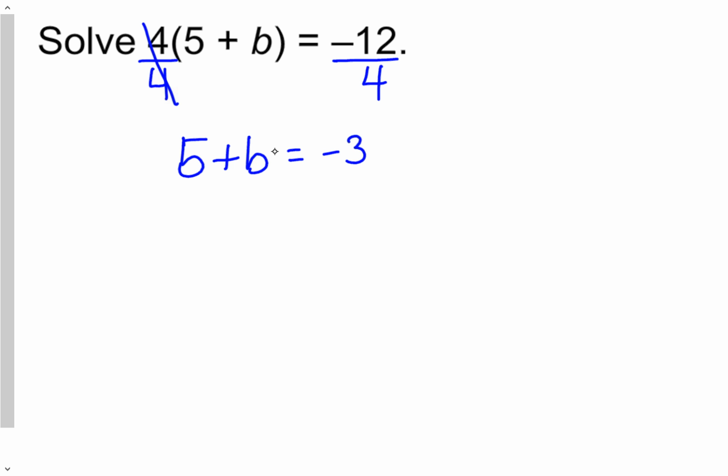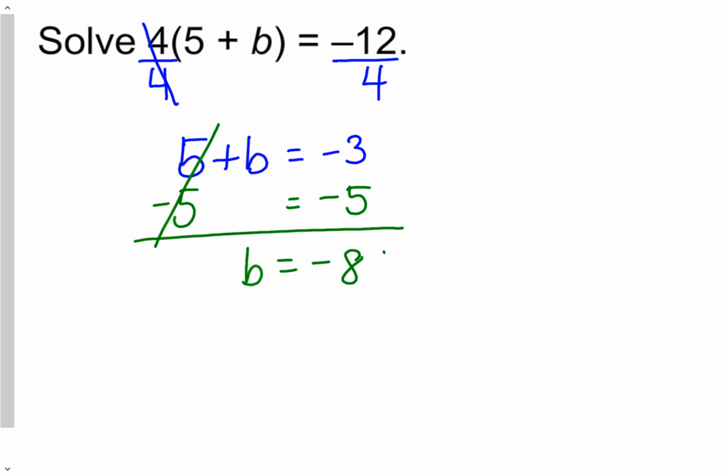Okay, so now I have my variable b, and it's being added to 5. So to get rid of this plus 5, we're going to subtract 5 on both sides of the equation. So 5 minus 5 cancels out to 0. I'm left with just b on the left, and then negative 3 minus 5 equals negative 8. So our solution is negative 8.